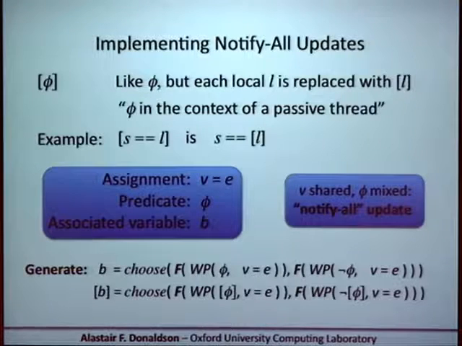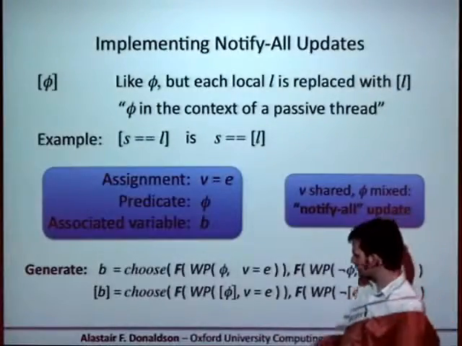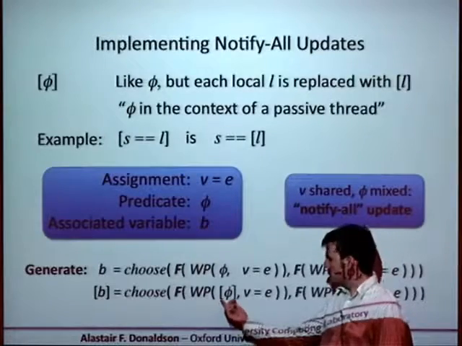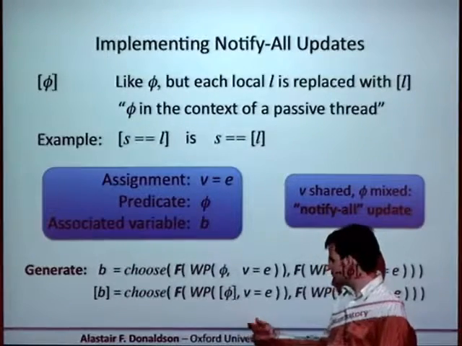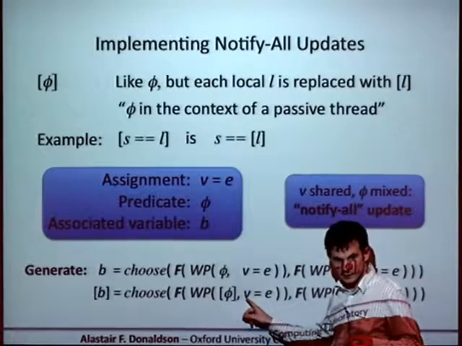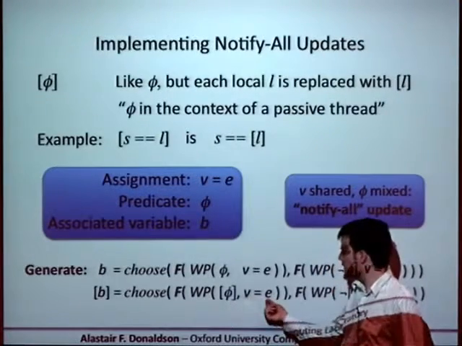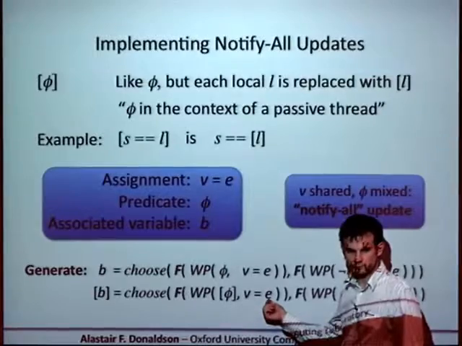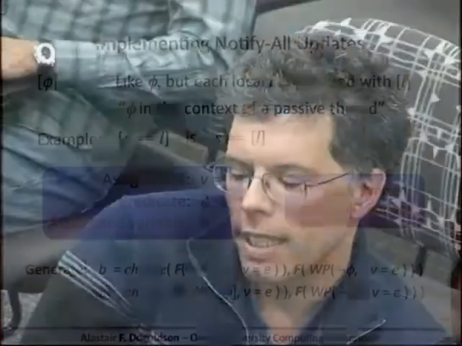We're updating B in another thread because the version of phi for that thread, its truth may be changed by this shared update. So we need to update it to reflect the weakest precondition for it to hold in this other thread after the assignment of V, not in the other thread, but in the active thread, right, being updated with R value E. So why can't I just think of this bracket thing as like TID?